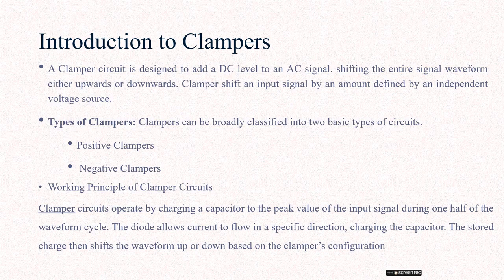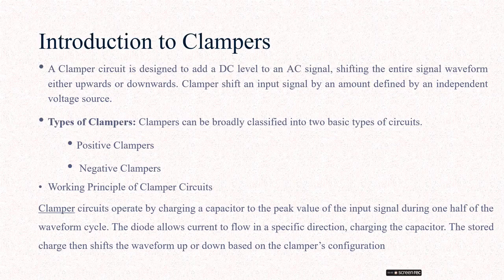Mainly, clampers are classified into two types: one is the positive clamper, and the other is the negative clamper. Each of these is further divided into with and without an external bias voltage. It is the same for both positive and negative clampers. We'll discuss this in the next slides.